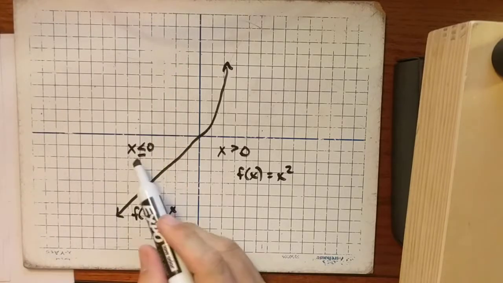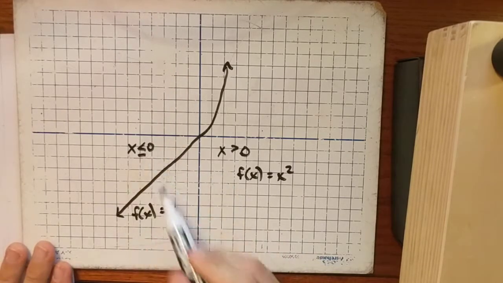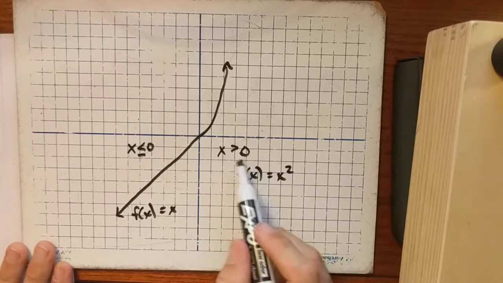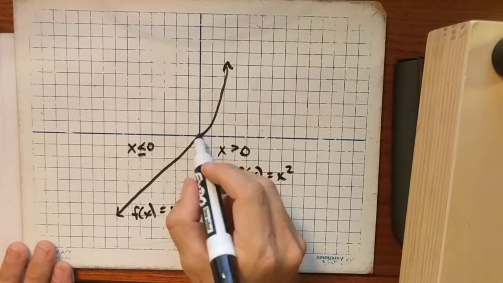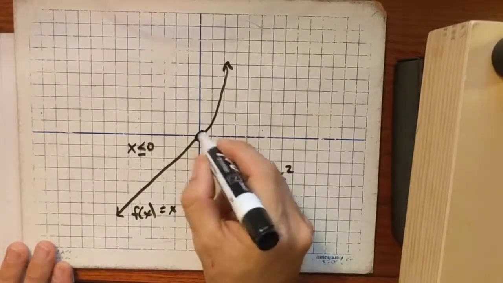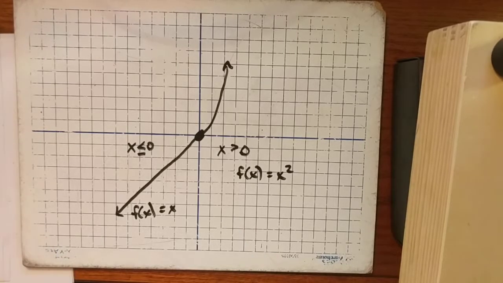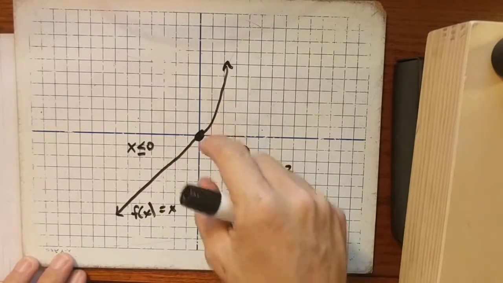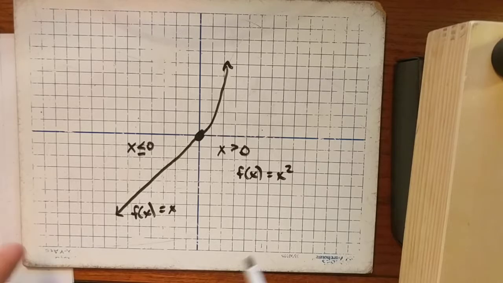So why doesn't it matter where I put the equality? Because if I put 0 here, I get 0. If I put 0 here, I also get 0. So these two pieces run into each other. It's not always the case that the pieces run into each other. They could be separated. There could be a break in the graph.